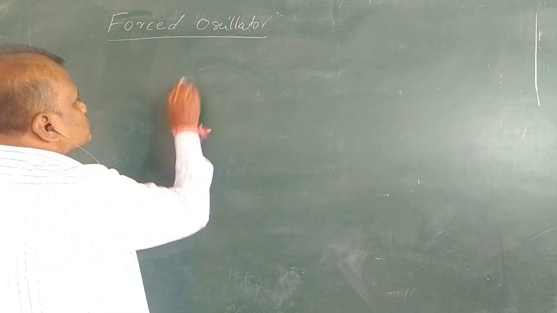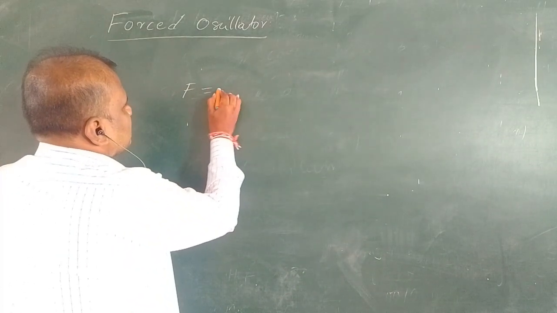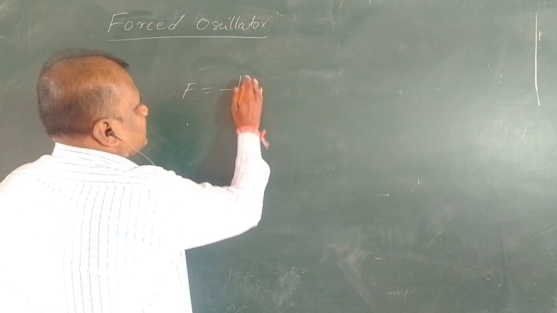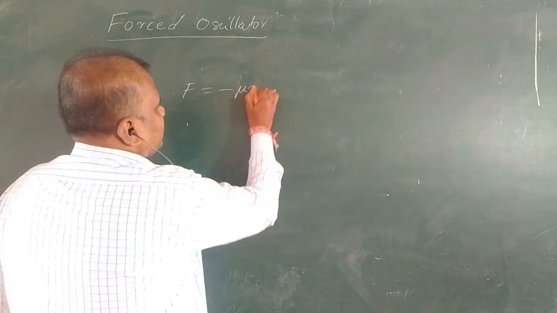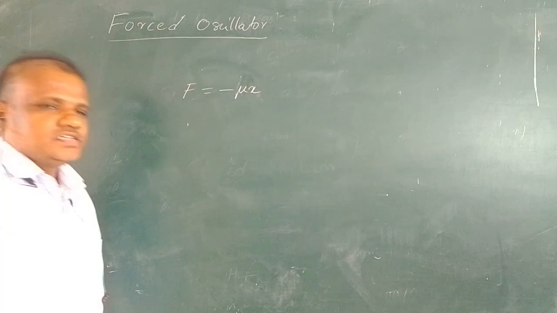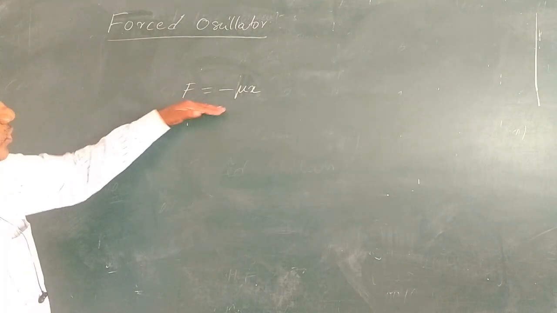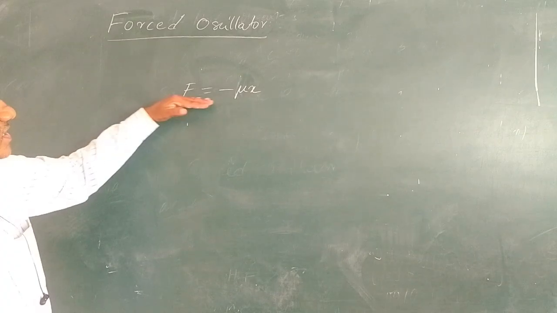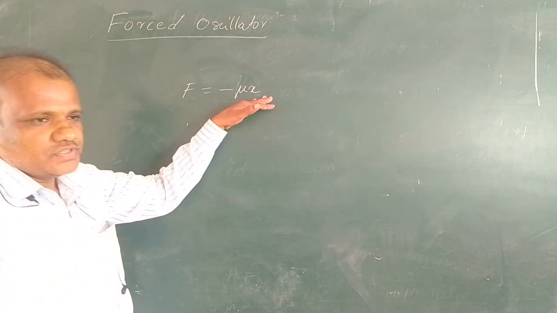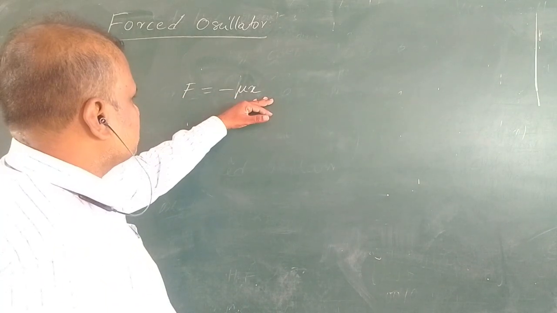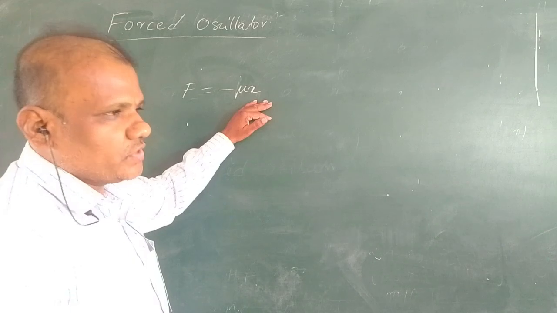So in case of a forced oscillator, first of all it is basically an undamped oscillator where the amplitude is going to be constant. The force acting on the simple pendulum is F equal to minus kx, or sometimes minus mu x, which is called a restoring force.